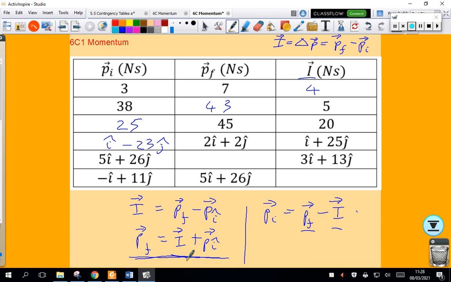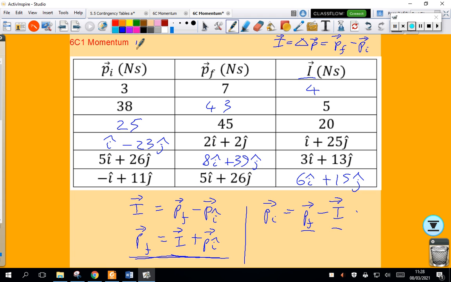To find my final momentum, this is my impulse, added to my initial momentum: impulse 3i hat plus 13j hat, added to my initial 5i hat plus 26j hat, that's going to give me 8i hat plus 39j hat newton seconds. And then finally find the impulse. Well, it's the final minus the initial. 5 subtract negative 1, that's 6i hat, 26 subtract 11, that's plus 15j hat.